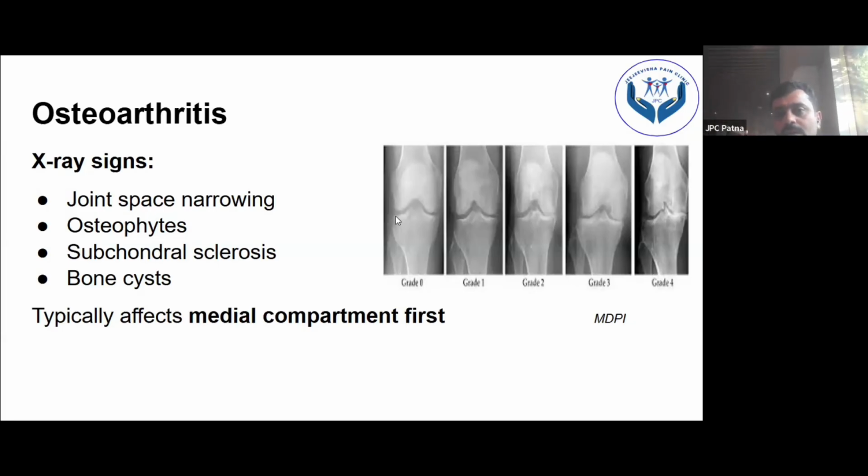So the X-ray has importance in deciding the treatment plan, whether medication, bone strengthening, exercises, physical modalities, or the orthosis which you are going to prescribe. So always remember, master this art of reading the X-ray knee. That's why it is very, very important for us.